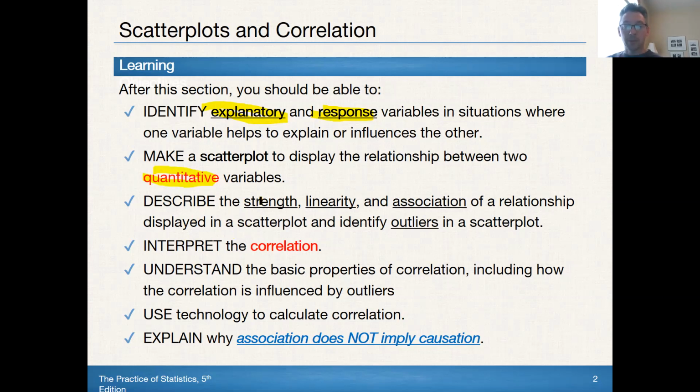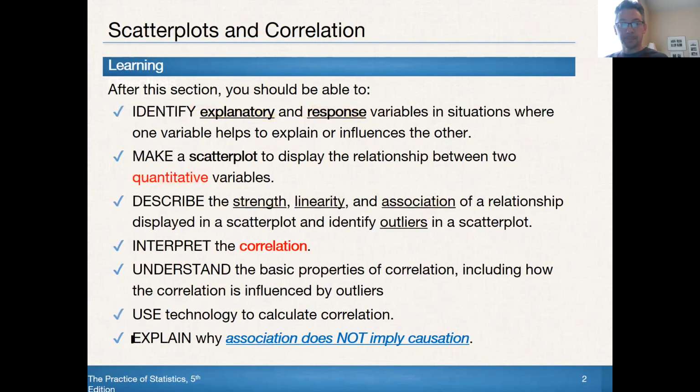And then what we'll finish with in this video today is how you describe a scatter plot. We'll talk about being able to look at a scatter plot and describe the strength of it, the linearity, does it follow a straight line or is it some sort of a curve? And then what's the association within that relationship? And as always, we'll look to see if there's anything kind of weird, anything unusual, like potential outliers on the scatter plot. In another video, we'll do the rest of these things down here.